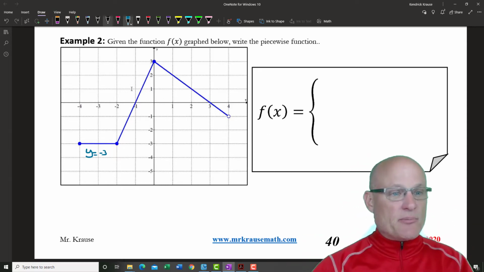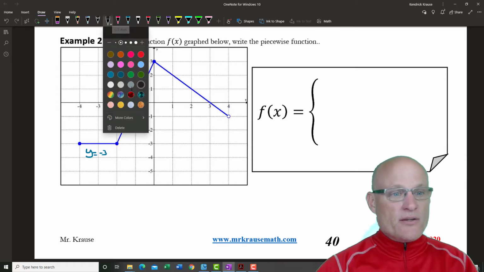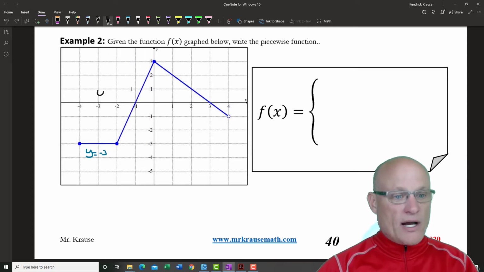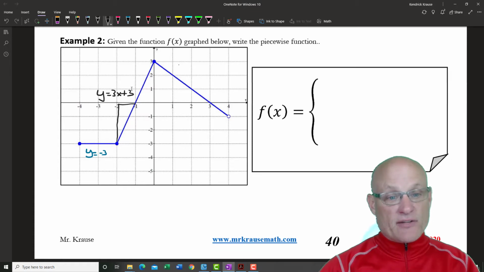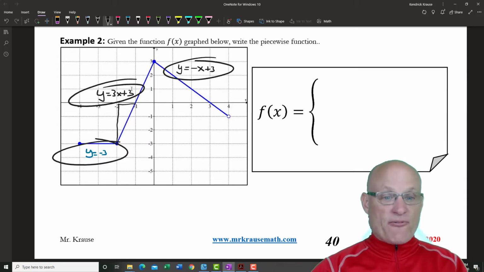This line here, let me pick a funkier color. This line here is y equals, now it's got a slope of up 3 over 1, so positive 3x plus 3. And then this piece here has a slope of negative 1, so it's negative x plus 3. So those are your 3 pieces. So those are the defined functions.